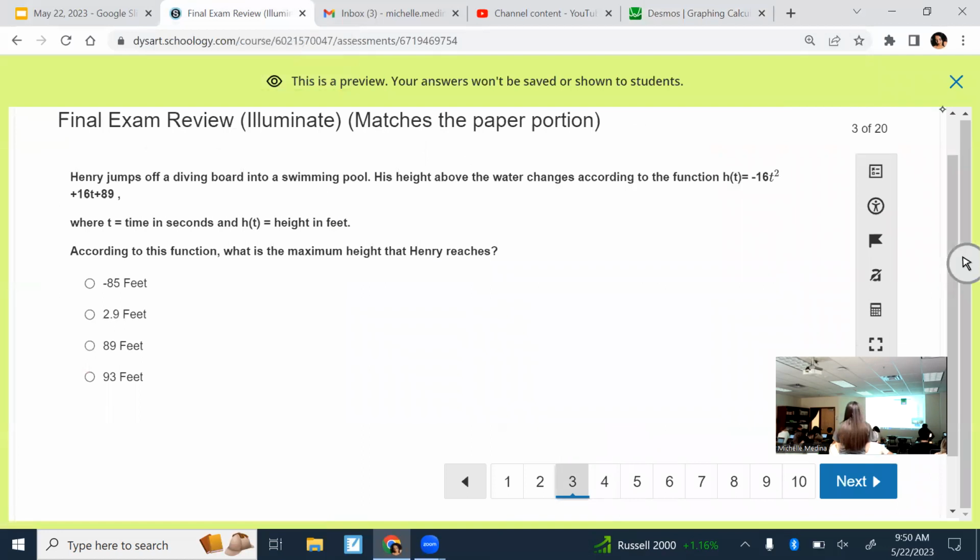Okay, so Henry jumps off the diving board into a swimming pool. His height above the water changes according to that function. T is time in seconds, h of t is height in feet. So according to this, what's the maximum height he reaches? So show me like with your finger how he would look in the air. Like what's his travel? Okay, Tyson showed me. Anyone else paying attention? So someone jumping off the diving board, what does that look like?